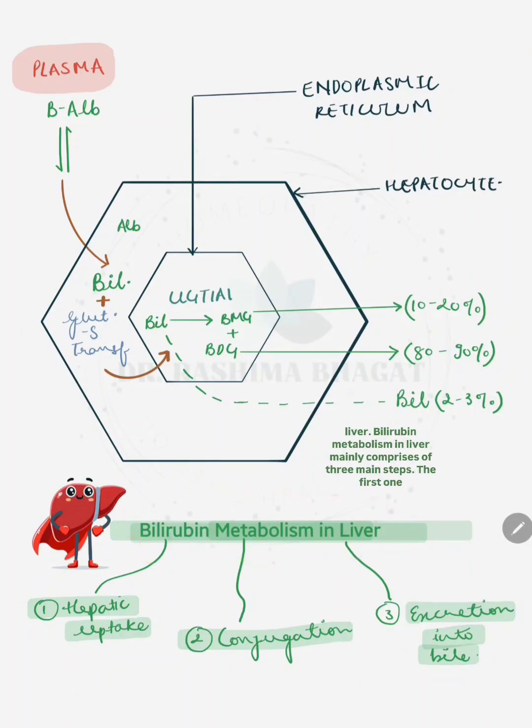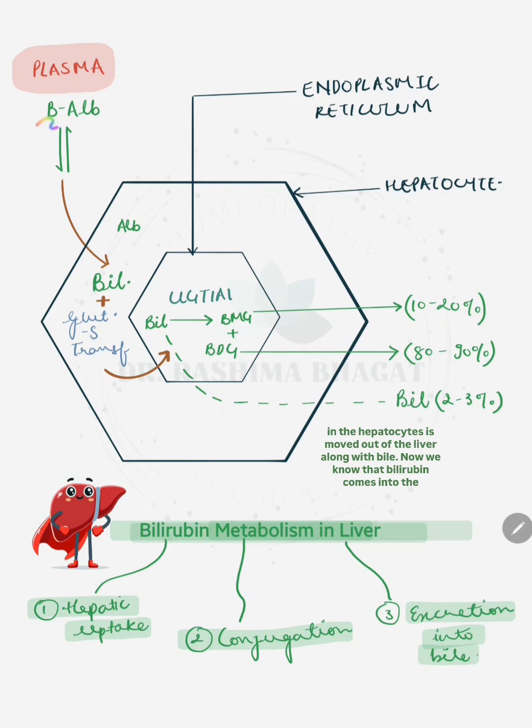Today we are going to study bilirubin metabolism in the liver. Bilirubin metabolism in the liver mainly comprises three main steps. The first one is hepatic uptake, which means how much of this unconjugated bilirubin is taken up by the liver cells. The second is conjugation, which means how much of this unconjugated bilirubin is finally converted into conjugated bilirubin. The third is excretion into the bile. This is the last step of bilirubin metabolism in the liver, and it means how much of the conjugated bilirubin produced in the hepatocytes is moved out of the liver along with bile.